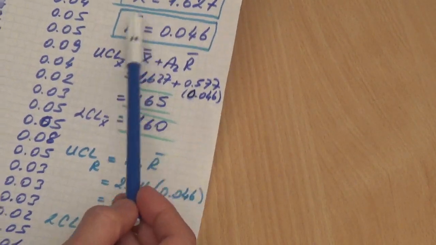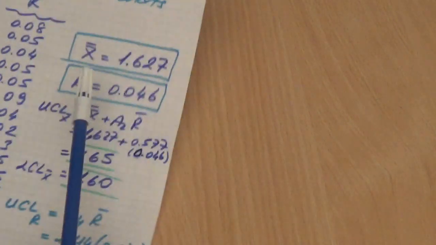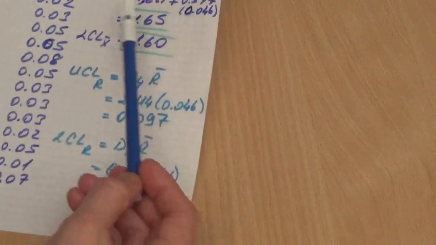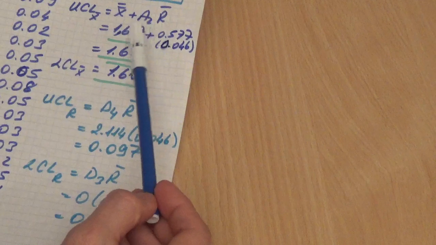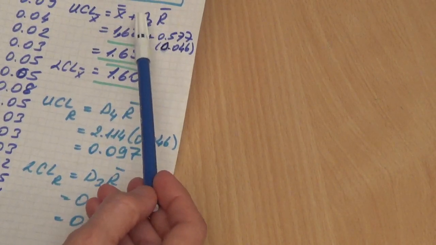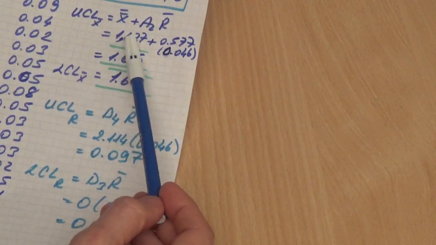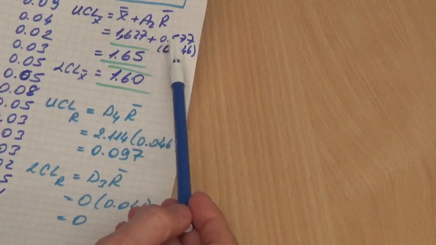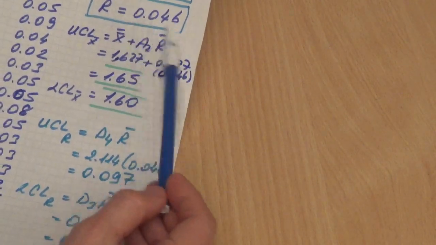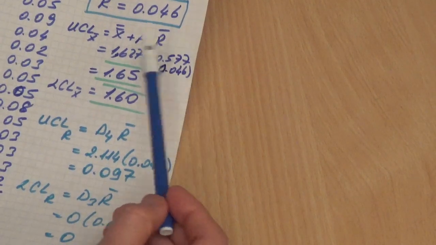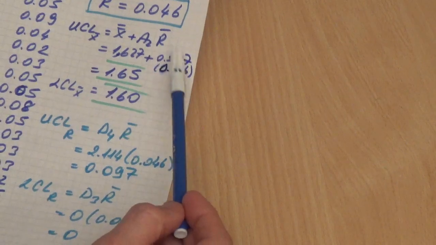So the range average is when we add all of them and divide by 20, we find the range average. So here are the formulas. Here A2 is found by looking at n equals 5. So 1.627 plus 0.577 times 0.046, which is the range average. So here some of the students took this A2 as wrong.